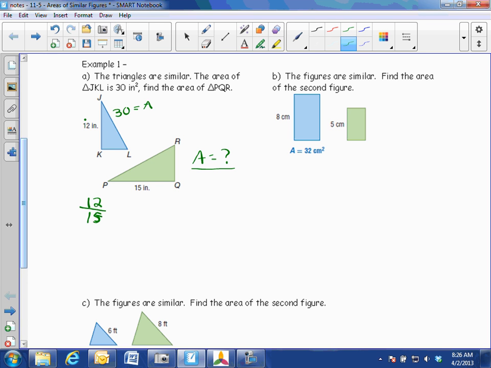But they want us to find an area, therefore we have to find the ratio of the areas by squaring these. What's 12 squared? 144. And 15 squared is 225. This is going to be equal to our other fraction. Since I started with the blue triangle on top, it's going to stay on top. So its area is 30 on top. Looking at the area of the green triangle, that's x.